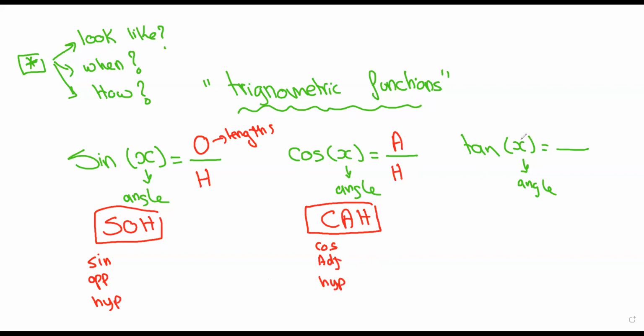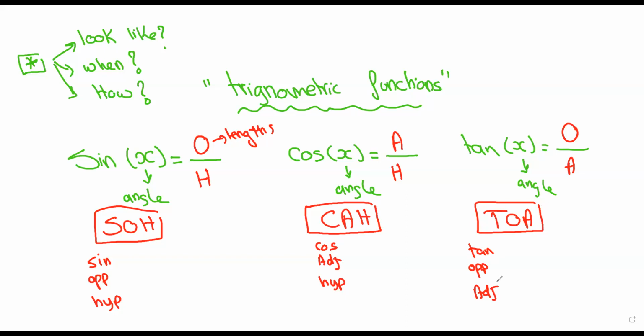SOH CAH, and the tan is the length of the opposite divided by the length of the adjacent, which is summarized by the word TOA. SOH CAH TOA. It's totally up to you how to pronounce it. T stands for tan, O stands for opposite, and A stands for adjacent.